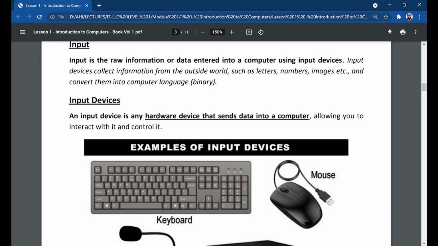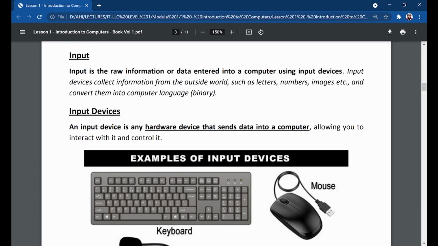So you may be asked to talk about the part of the computer system that relates with humans, and input is one of them. So input devices collect information from the outside world. It's able to take letters, numbers, images, sound, and everything and convert them into machine language.